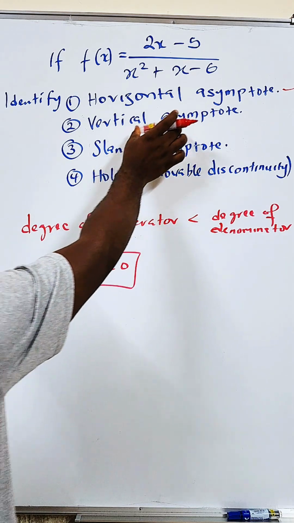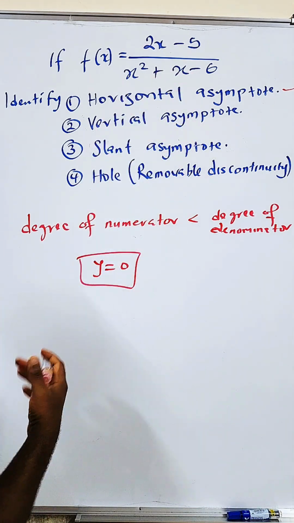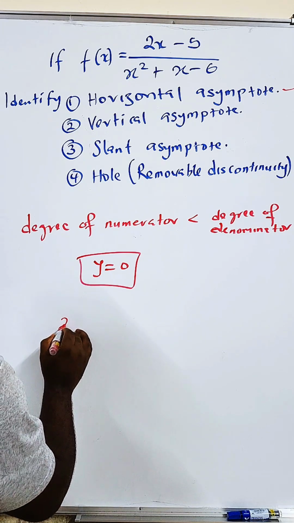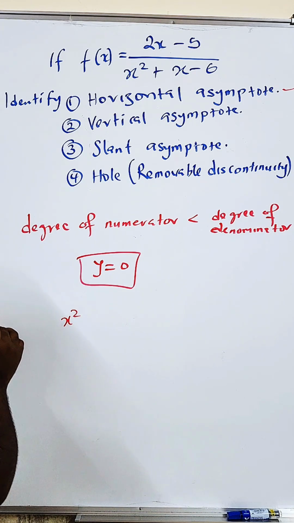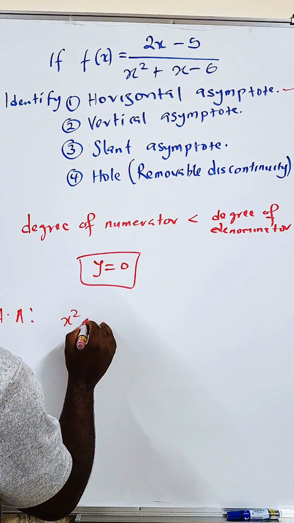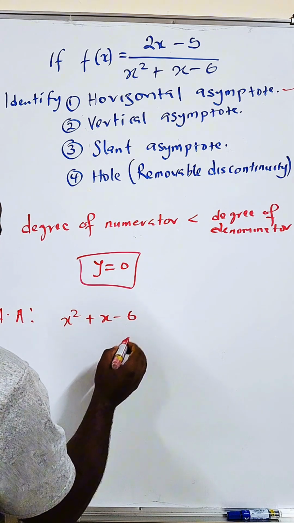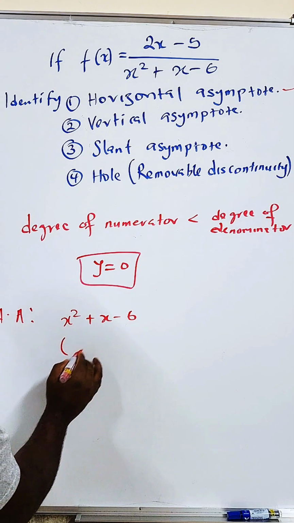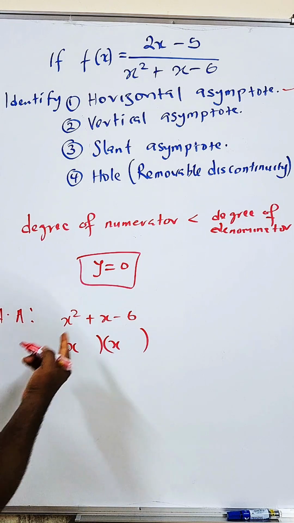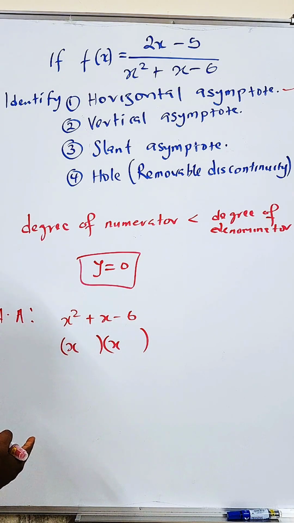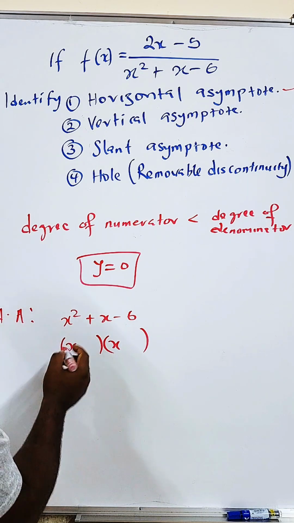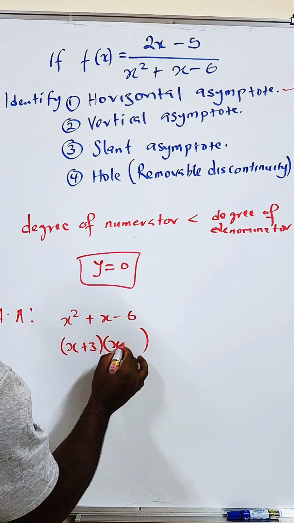I will now go for my vertical asymptote, which comes from the denominator, so I will factor it first. I have x squared plus x minus 6. If I factor this, I'll have x and x, right? Which are the two numbers that when I multiply, I get negative 6, and when I add them, I get plus 1? It's going to be plus 3 and minus 2.